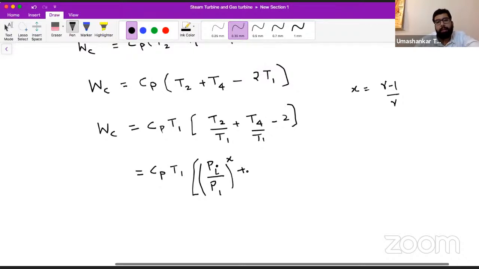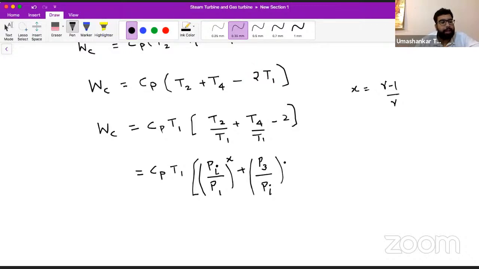T1 and T3 are equal. So we can write T4 by T1 as what? We can write it like P3, that is higher pressure, by Pi, that by Pi to the power x again. Can we write like this? Is there a problem? Because T1 is equal to T3.